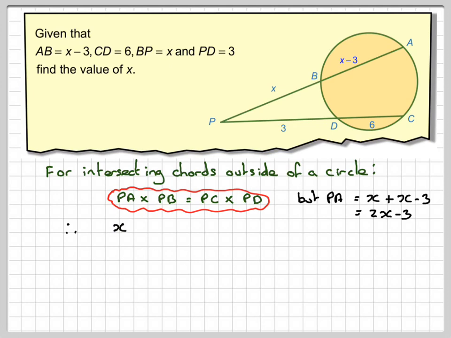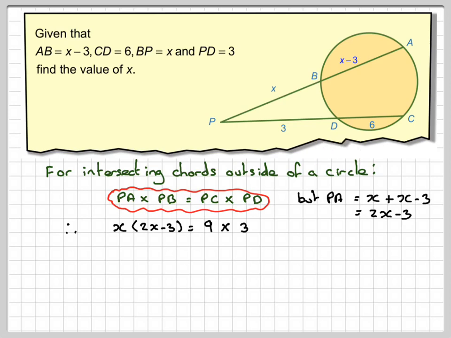Therefore, x, PB, times 2x minus 3, that's PB times PA, is going to be equal to 9, which is 3 plus 6 for PC, times 3 for PD.